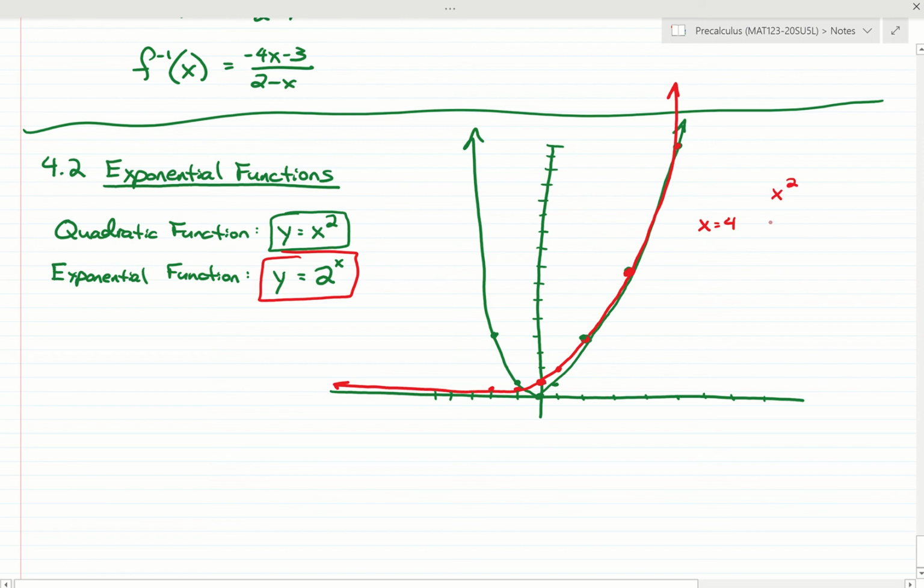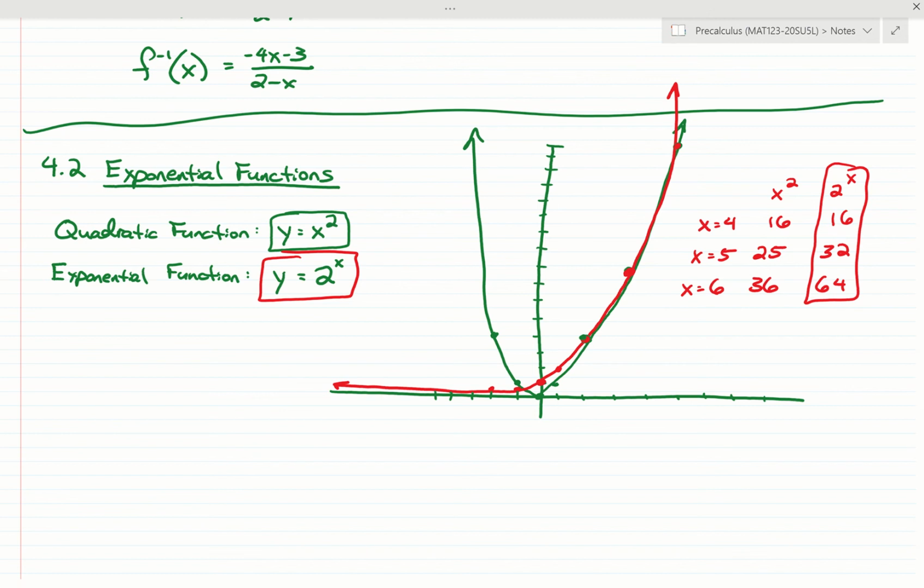x squared is 16, and 2 to the x, 2 to the fourth, is 16. So they're the same at 16, but past that, like what about 5? 5 squared is 25, but 2 to the fifth is 32. And at 6, 6 squared is 36, but 2 to the sixth is 64. So you could see that this is growing much faster than x to the second.